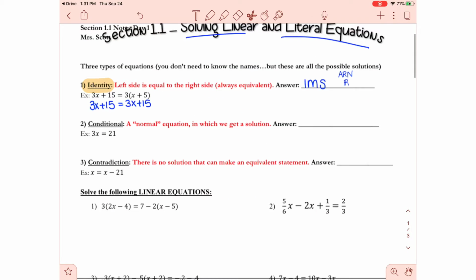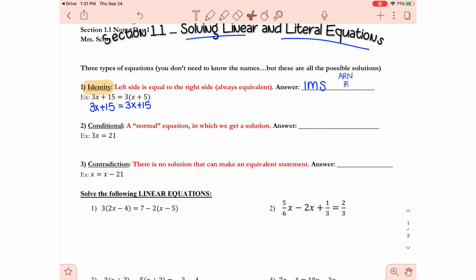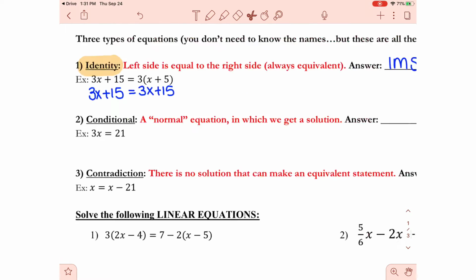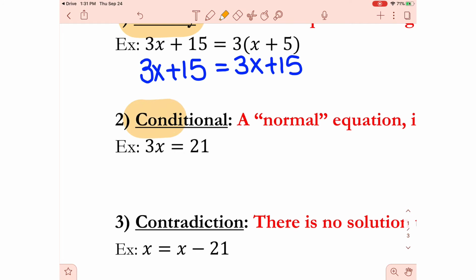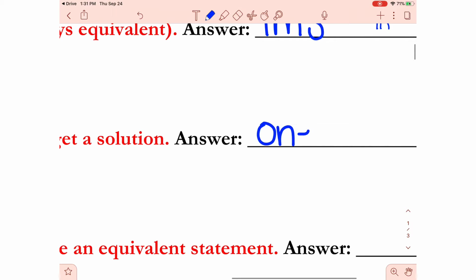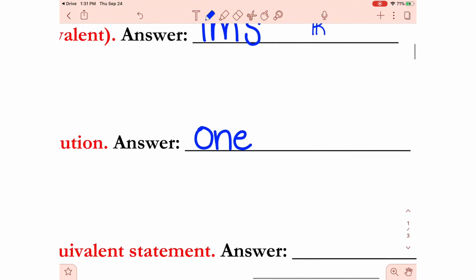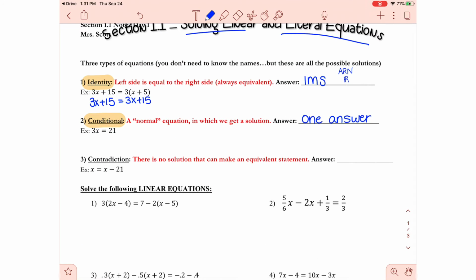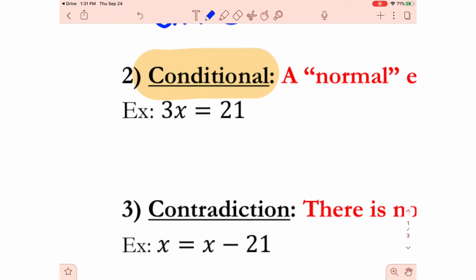But essentially, any value I plug in for the letter x will come to be a true statement because I have the same thing on the left as I do on the right. The second and most common type of equation is going to be a conditional equation. This is when you get one singular answer for a linear equation. I should say one solution, but one answer is fine. And so that's why it's called conditional.